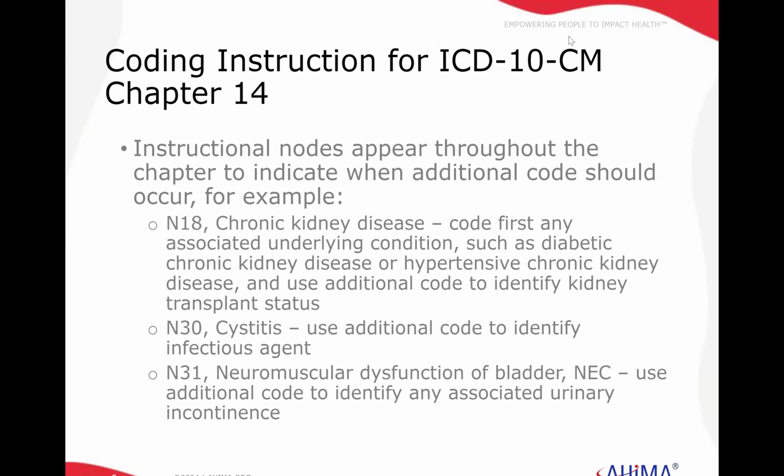With chronic kidney disease, we need to code first any associated underlying condition, as talked about on the other slide. And we use an additional code to identify the kidney transplant status if there is one. N30 is cystitis. That's a bladder infection, and with all infections, we'll use another code to identify the infectious agent. In this case, we need to code it as a second or additional code.